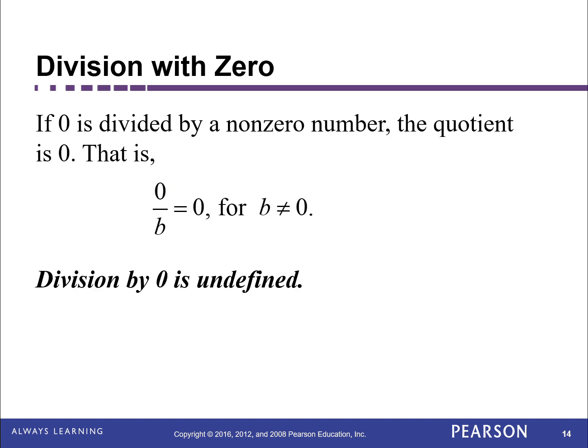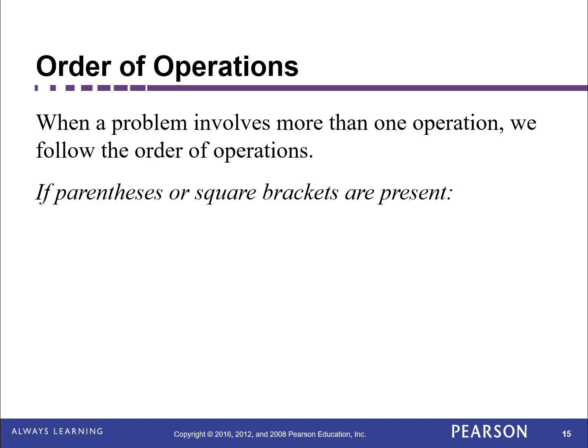Okay. Now, what happens if we have a division with 0? If 0 is divided by a non-zero number, the quotient is 0. That is, 0 divided by b equals 0 for any b that is not 0. So 0 divided by anything other than 0 is 0. So 0 divided by 1 is 0. 0 divided by 10,453 is 0. 0 divided by negative 14 is 0. But we can't divide by 0. Division by 0 is undefined. Okay, so we want to avoid dividing by 0.